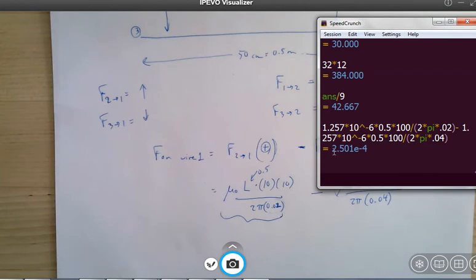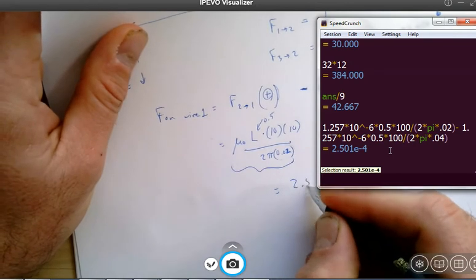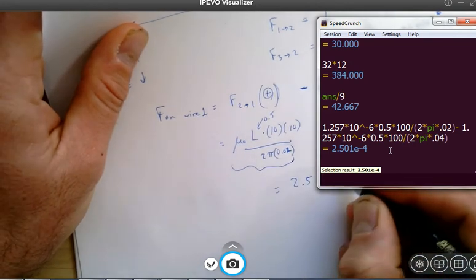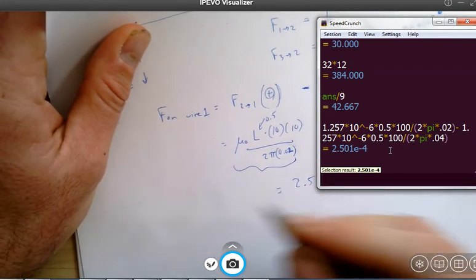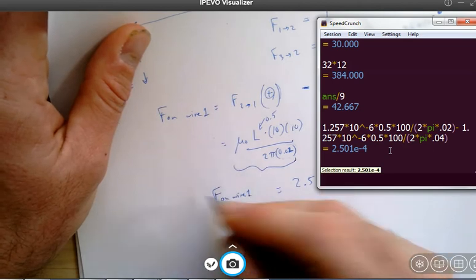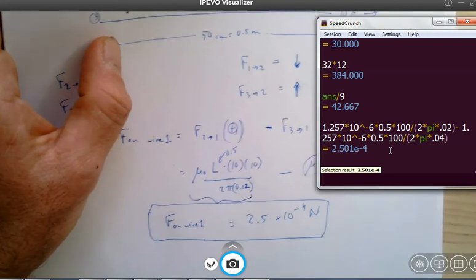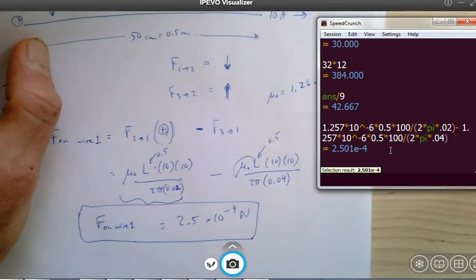So finally, the force is equal to 2.5 times 10 to the minus 4 newtons, the total force on wire number 1. You can follow similar logic to figure out the force on the third wire, but I will leave that one for you to do.